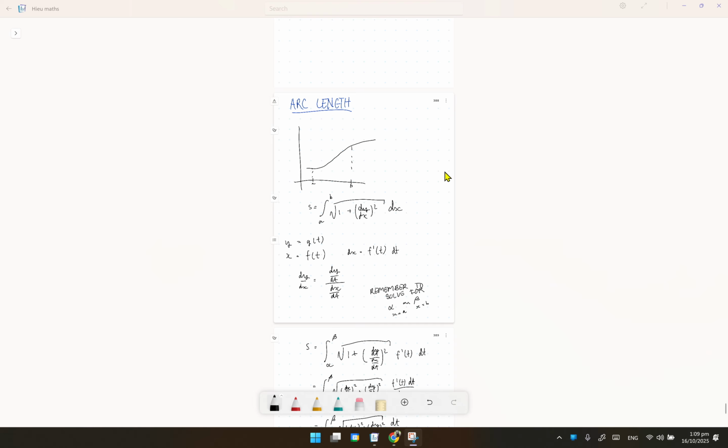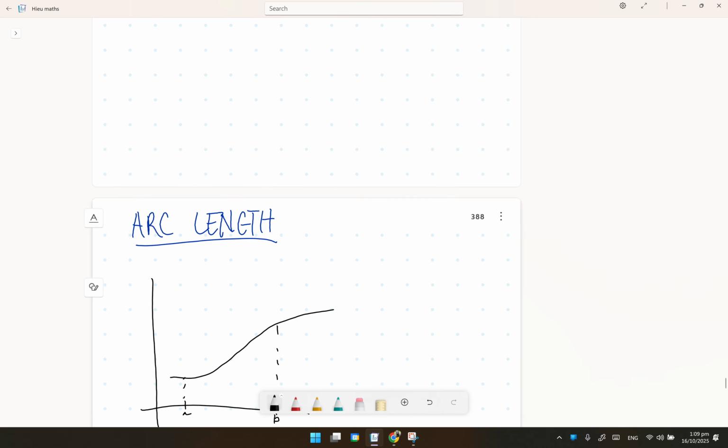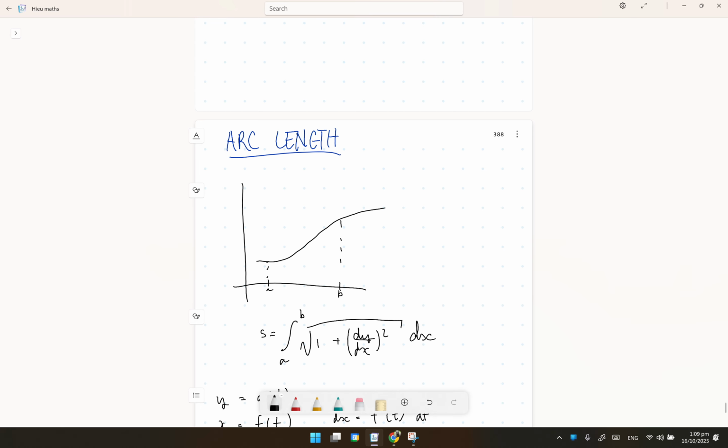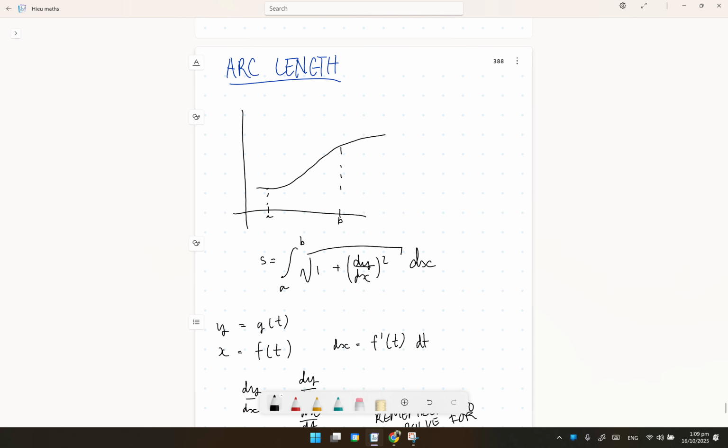The arc length of parametric curves. I'm going to walk you through how to do it really quick, and then we're going to do a quick example. Okay. So to find an arc length of a normal curve, let's say this was y equals f(x), we know this equation: the integral of the root of 1 plus (dy/dx) squared dx.